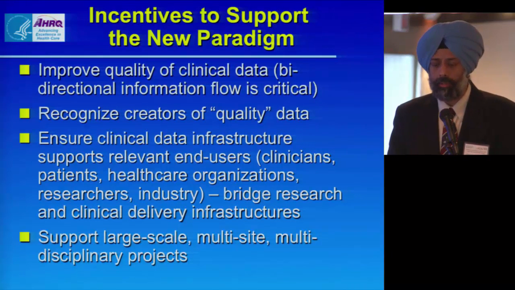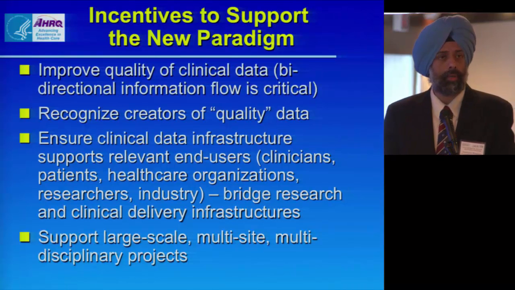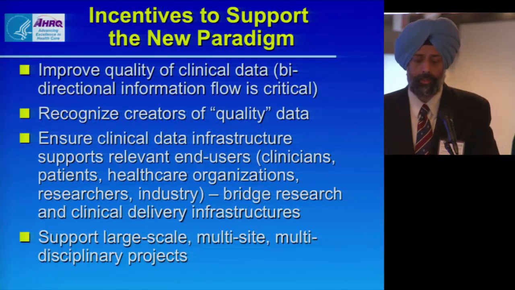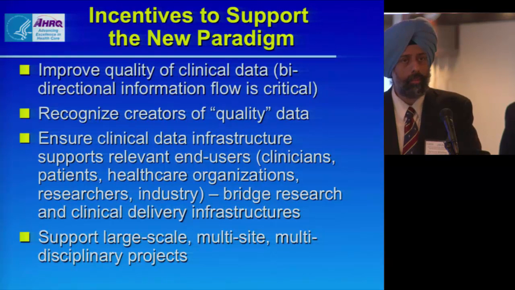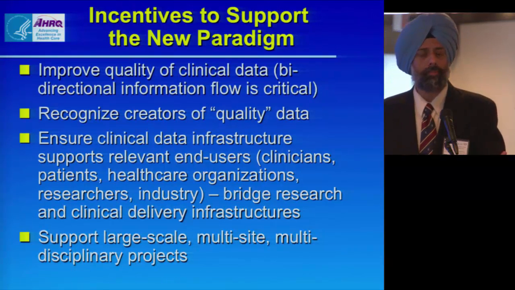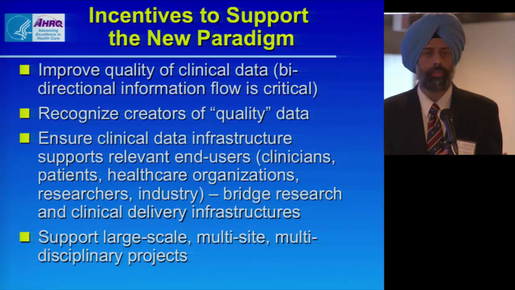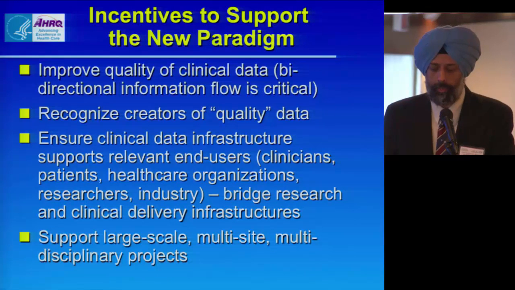I think the other thing that we can do is to recognize people who have created good quality data. And so we don't really have good incentives and means of doing so, whether it's the publishers, whether it's the funders, whether it's the peers, but we need to come up with criteria to do that. The other part of that would be to engage and support the relevant end users. And so we have to bridge the research infrastructure and the healthcare delivery infrastructure and make it useful for both. So not always thinking about researchers and funders and publishers, but thinking of the broader ecosystem, as you just heard from my colleague from PCORI.